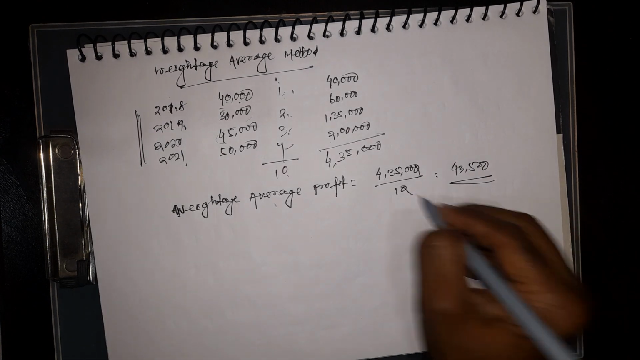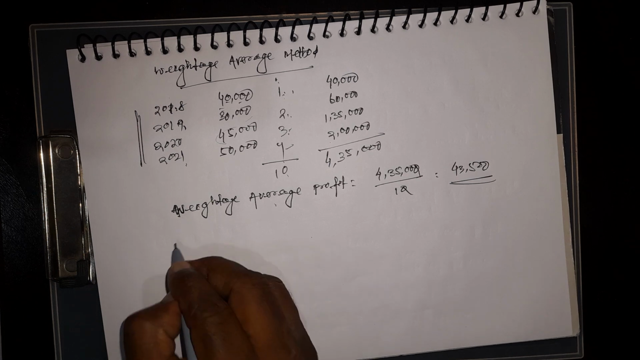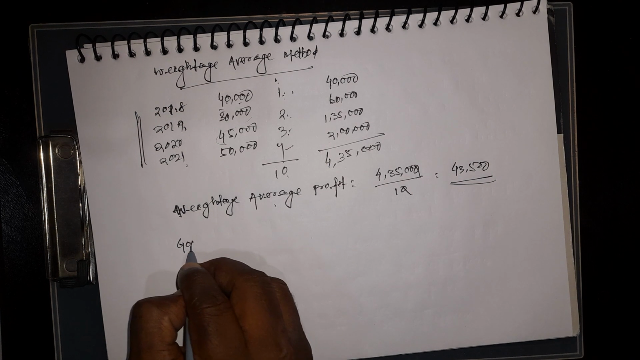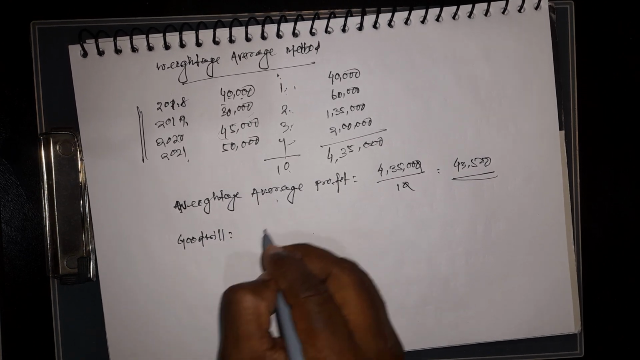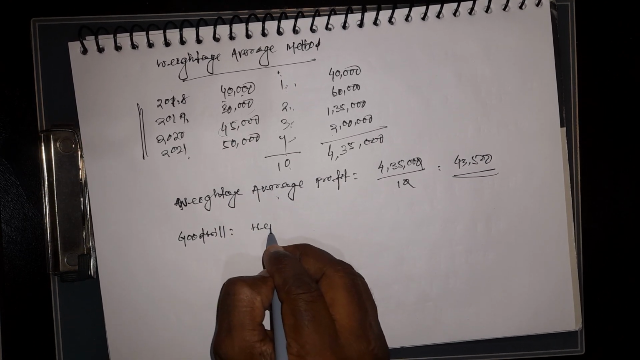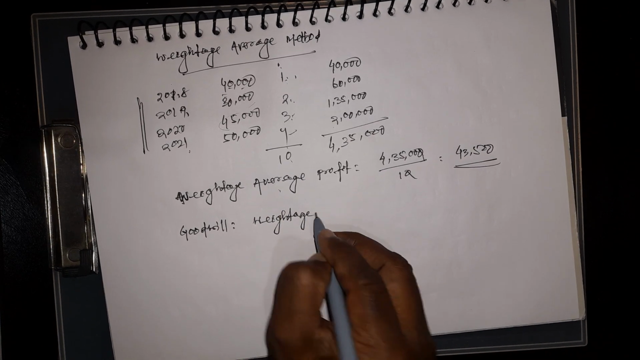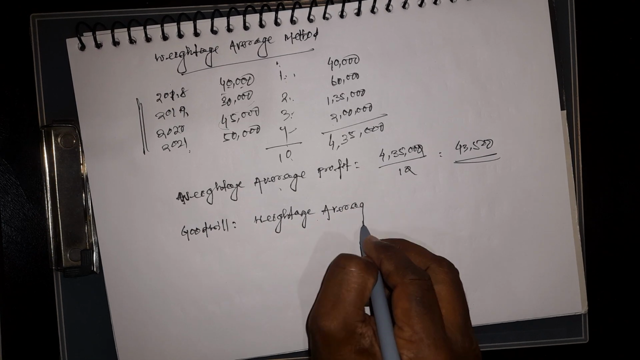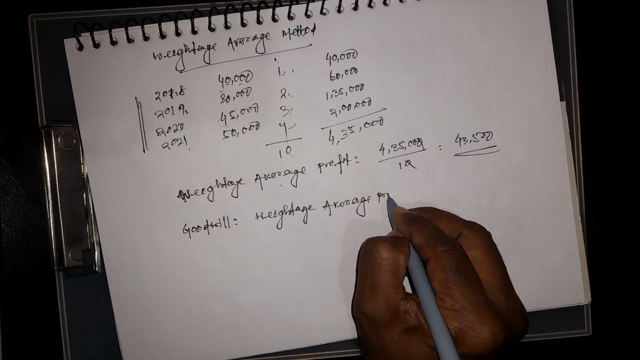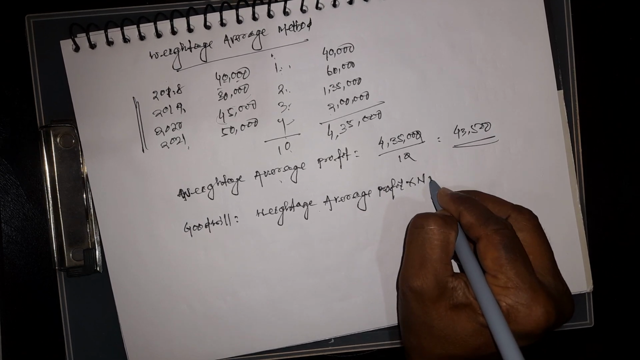After that, this value will be multiplied with the number of purchases. It will be given in the questions. So goodwill equal to weighted average profit into number of purchases.